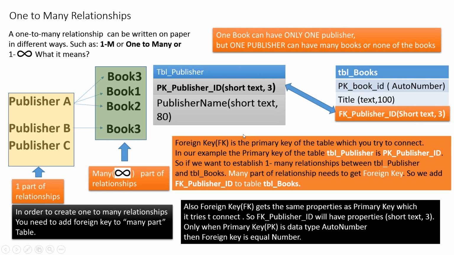And again, just to remind you, it's easier if you have pen and paper so you can draw. If one publisher can have many books, or one item can have many items, and the many part can have only one item, like a publisher can publish many books, but one book is always published only with one publisher. So the many part of the equation gets the foreign key.